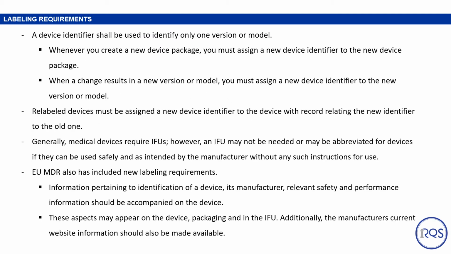A device identifier shall be used to identify only one version or model. Whenever a new device package is created, a new device identifier for that new package should be assigned. When a change results in a new version or model, a new device identifier for that new version or model must be assigned. Relabeled devices must be assigned a new device identifier as well, with record relating the new identifier to the old one.